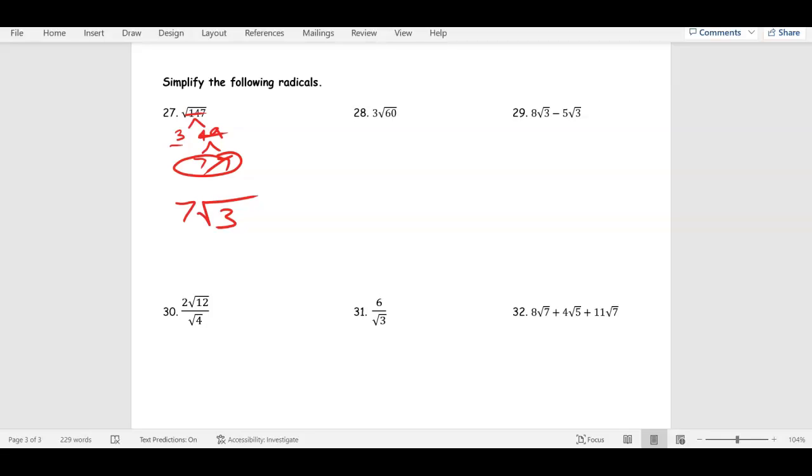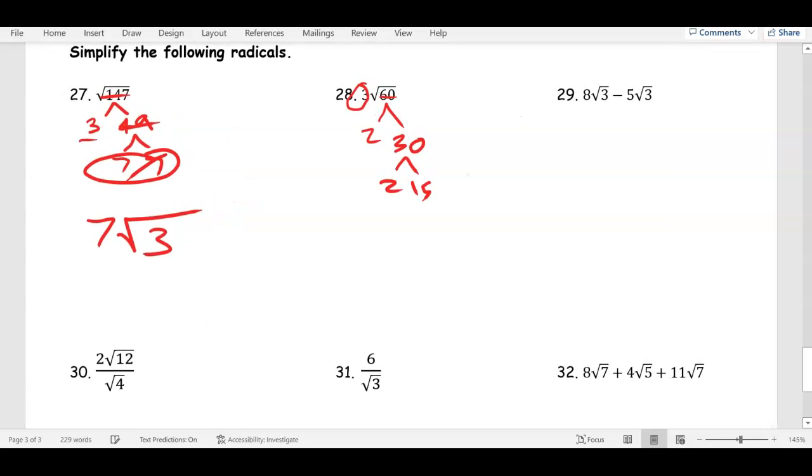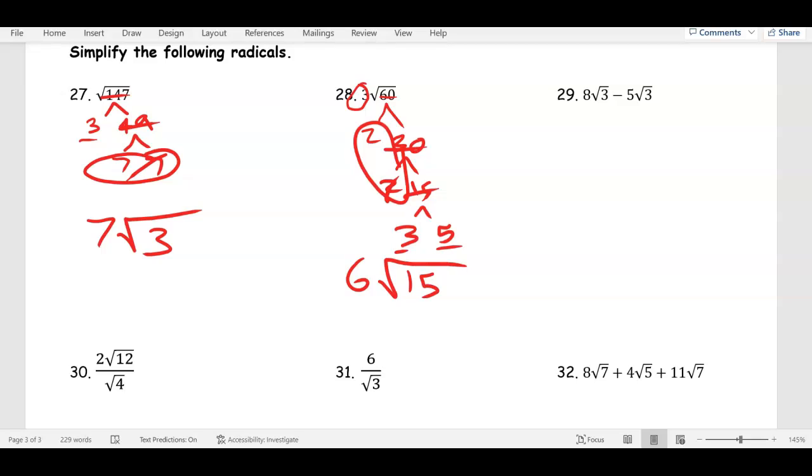Okay. What about if there's already a coefficient? Circle that coefficient. On 60, we got 2 times 30, 2 times 15, 3 times 5. So you got a pair of 2, and outside 3. So the 2 and the 3 multiply to make 6 on the outside. And these leftover 3 and 5 multiply to make 15 on the inside. So coefficients and pairs multiply outside, loners stay inside.